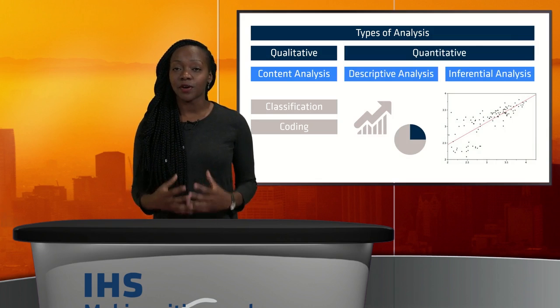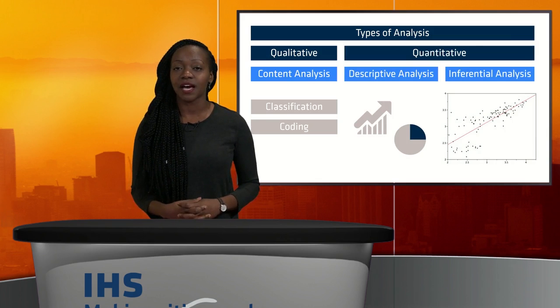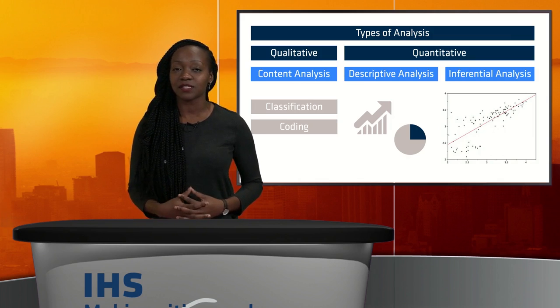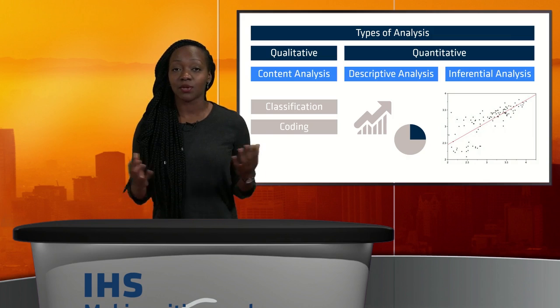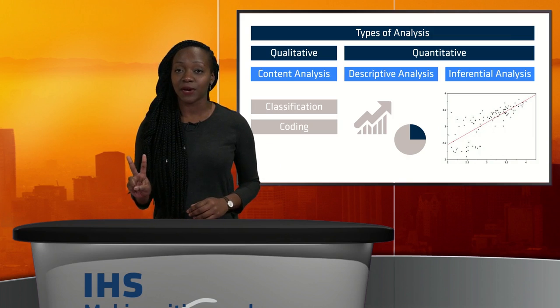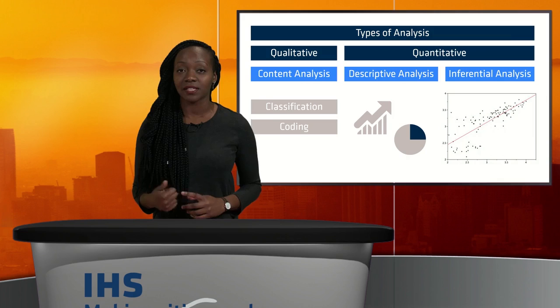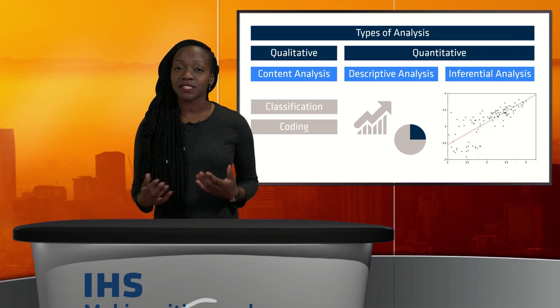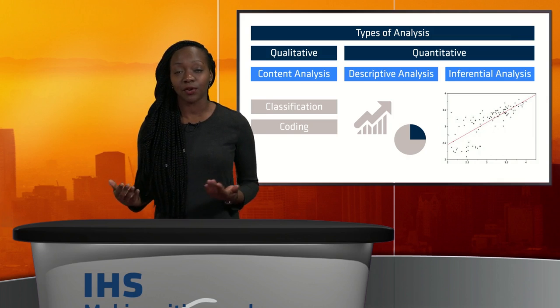Now, the analysis of quantitative research involves analyzing frequencies of variables, differences between variables, and statistical tests designed to estimate the significance of the results and the probability that they do not occur by chance. Analysis of quantitative data can be done in two ways, as descriptive analysis and as inferential analysis. We shall discuss these in more detail in the following videos.